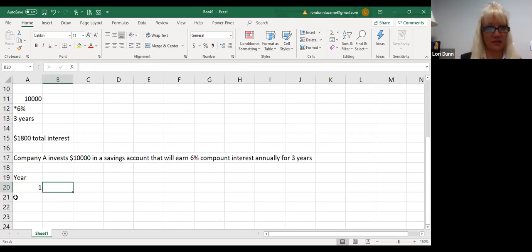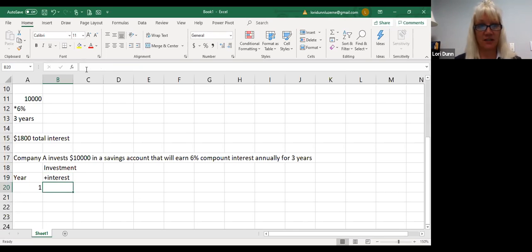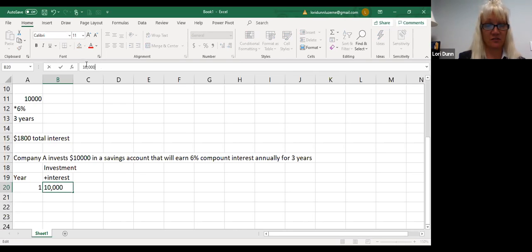Here's year one's calculation. So we're going to take our, let's call this investment plus interest. Well, as of time 0 today, the amount of investment plus interest so far will be the $10,000.